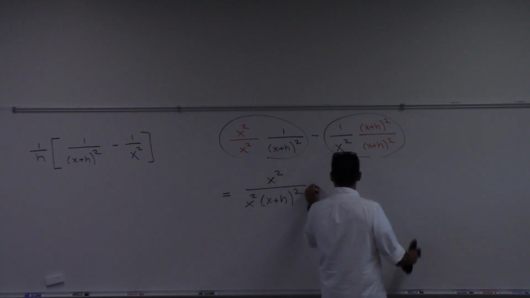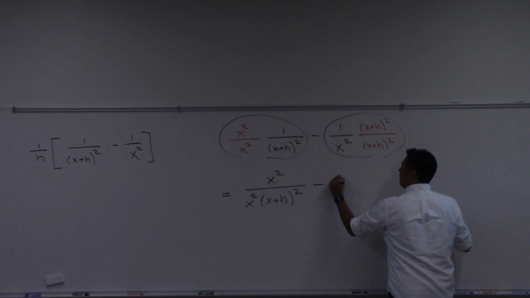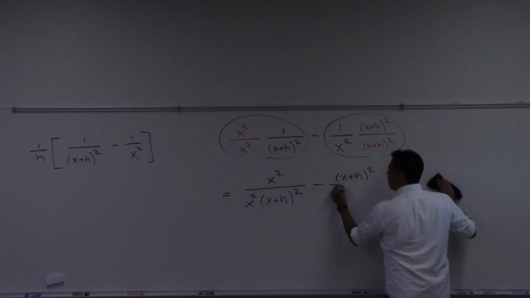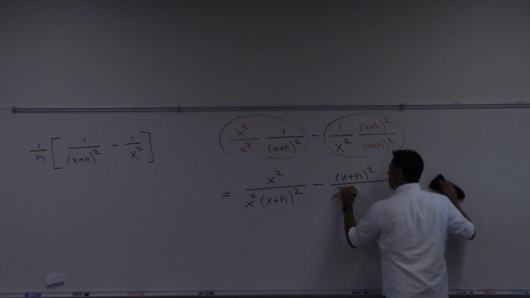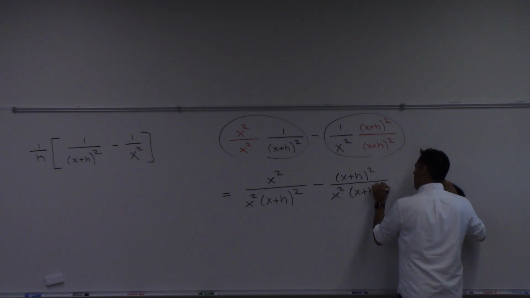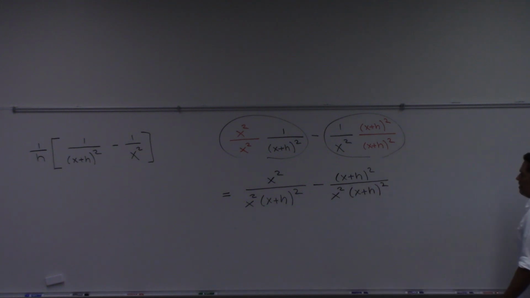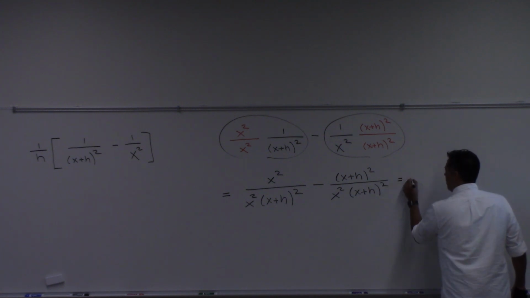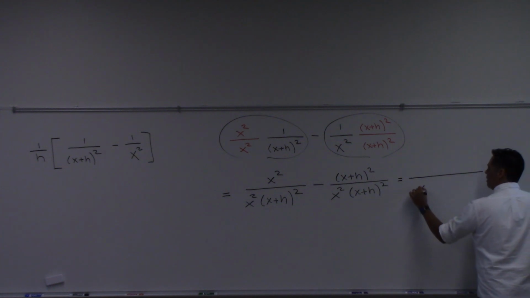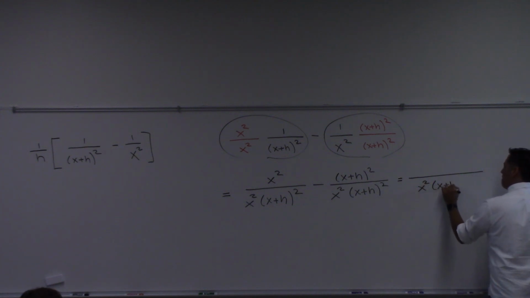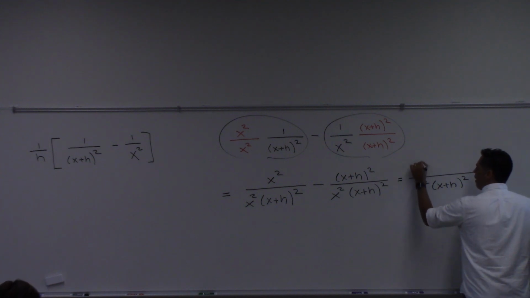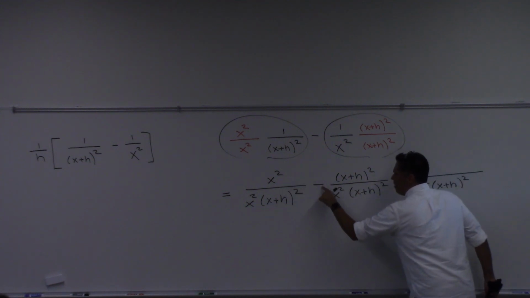And then over here, we're going to do 1 times this, x plus h squared, over x squared times x plus h squared. Okay, they now have the same denominator, right? So I can put them together. Equals, all right, let's look at the denominator. That's going to be the common denominator. And then I have x squared, that's this, and then minus that.